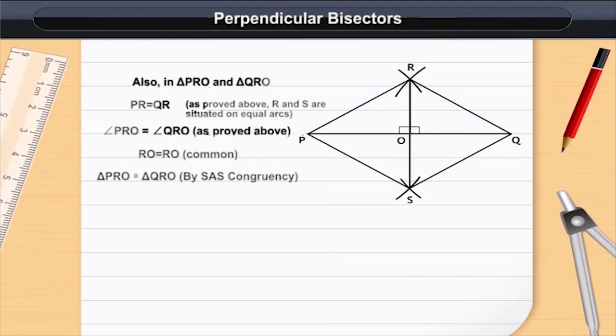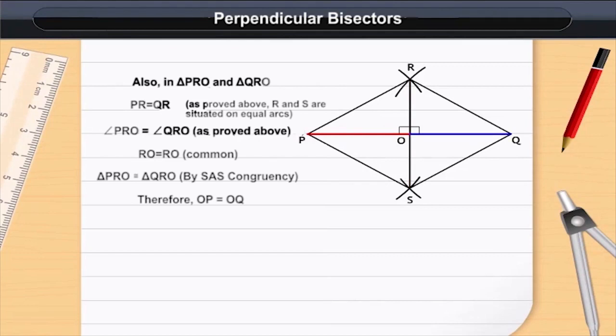Now, we know that these two triangles are congruent triangles. Therefore, OP and OQ should be equal. That is, OP is equal to OQ. Therefore, the line segment RS divides the line PQ into two equal segments OP and OQ.